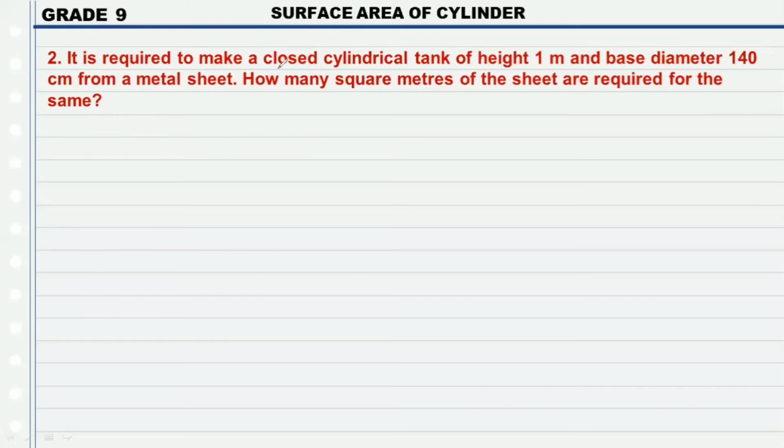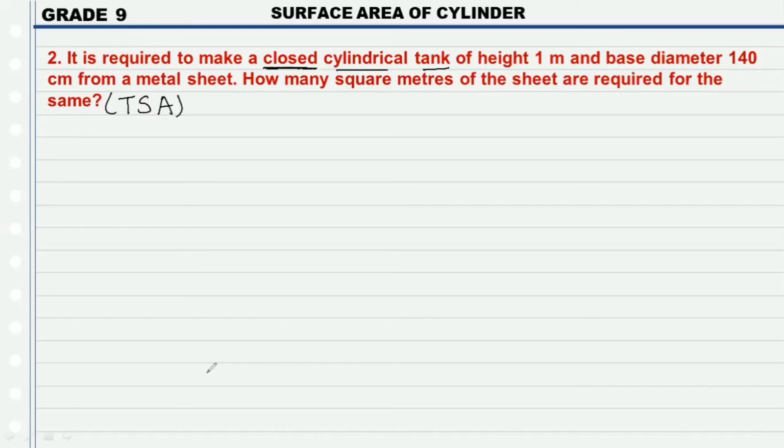Now students, note here the given condition. It says a closed cylindrical tank. Closed cylindrical tank means all three surfaces will be used. Right? Closed, isn't it? It will have circular bases. That means 2 circular bases and 1 curved surface. Isn't it? So here in this question, we are going to find how many square meters of the sheet are required for the same. That means we are going to find the total surface area of this cylinder.